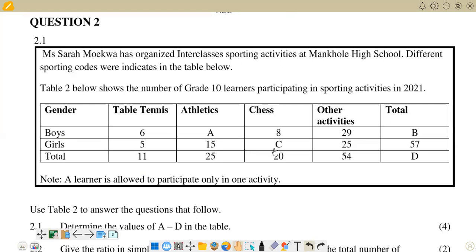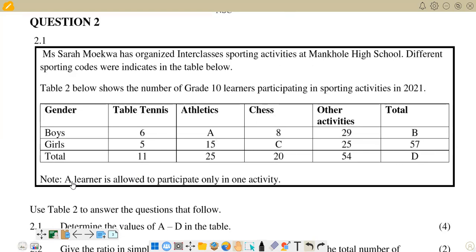The same applies to C for chess. We are saying 8 plus C to get our figure of 20. The same applies to other activities. And then on the total part, the D also represents the total vertically. We are saying B plus 57, we get our D. So this is the scenario that we have according to this table.